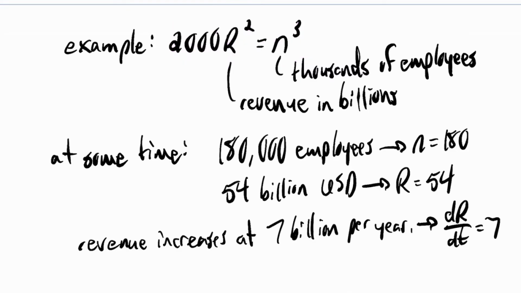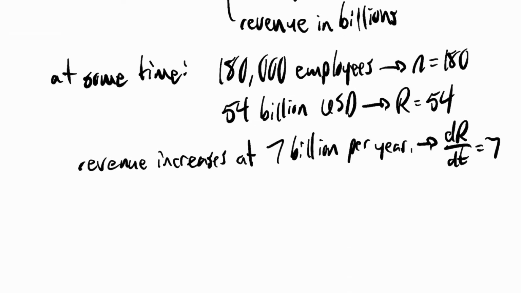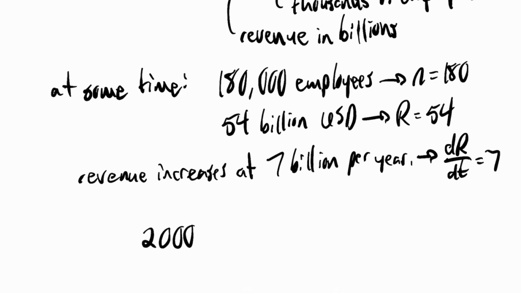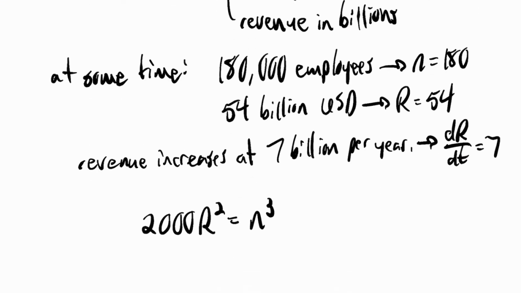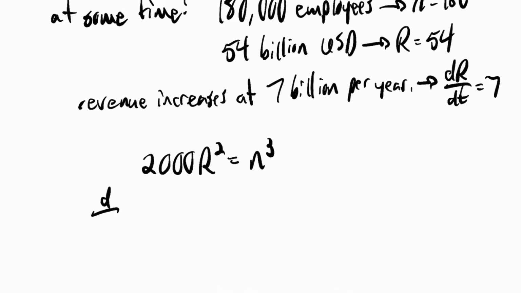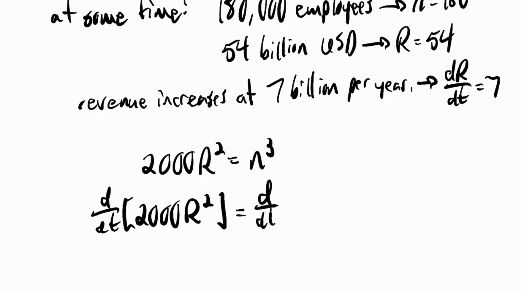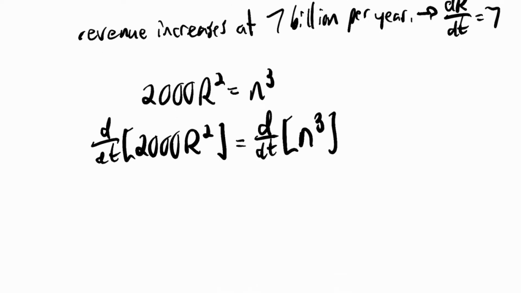So let's do that. I'll just copy the equation down here. So 2,000 r squared equals n cubed. Okay, so when I apply the derivative d dt on both sides, then this is a lot like ones we've done already. This is not super difficult. We just have to remember that we are using the chain rule.